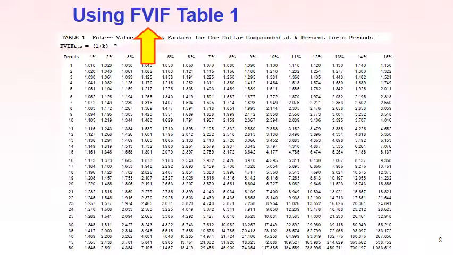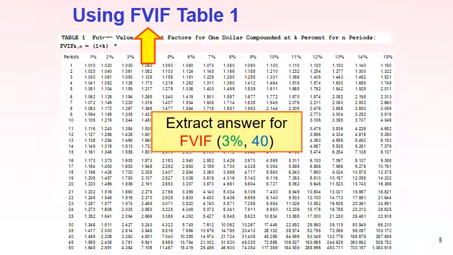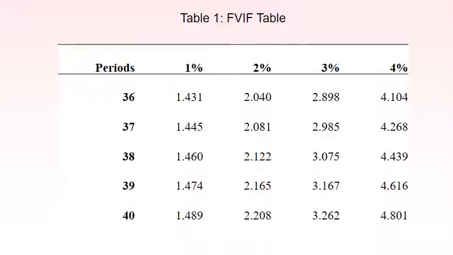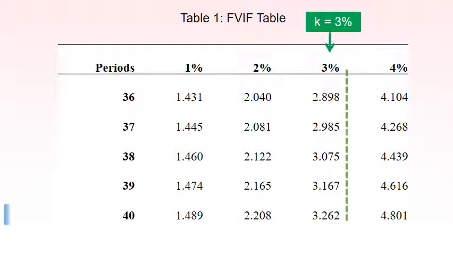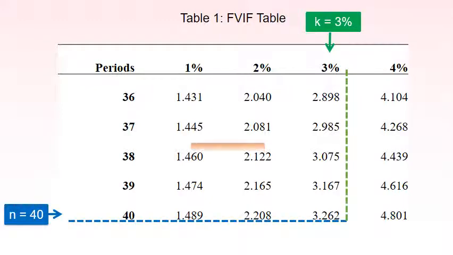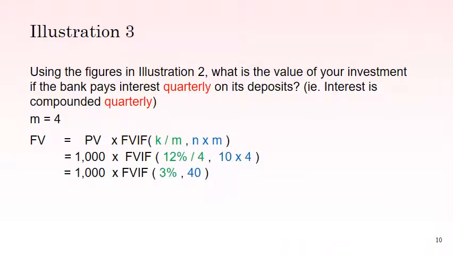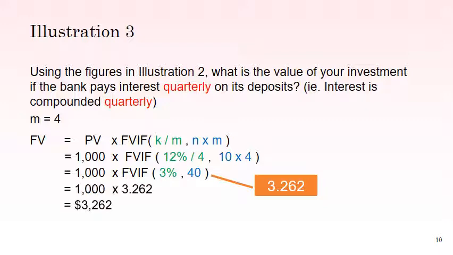Please make sure you choose the correct table. Next, we'll extract the answer from the table. With the known values for K and N, this intersection is the answer we are looking for. Substitute the answer from the table, and we find the final answer is 3262.